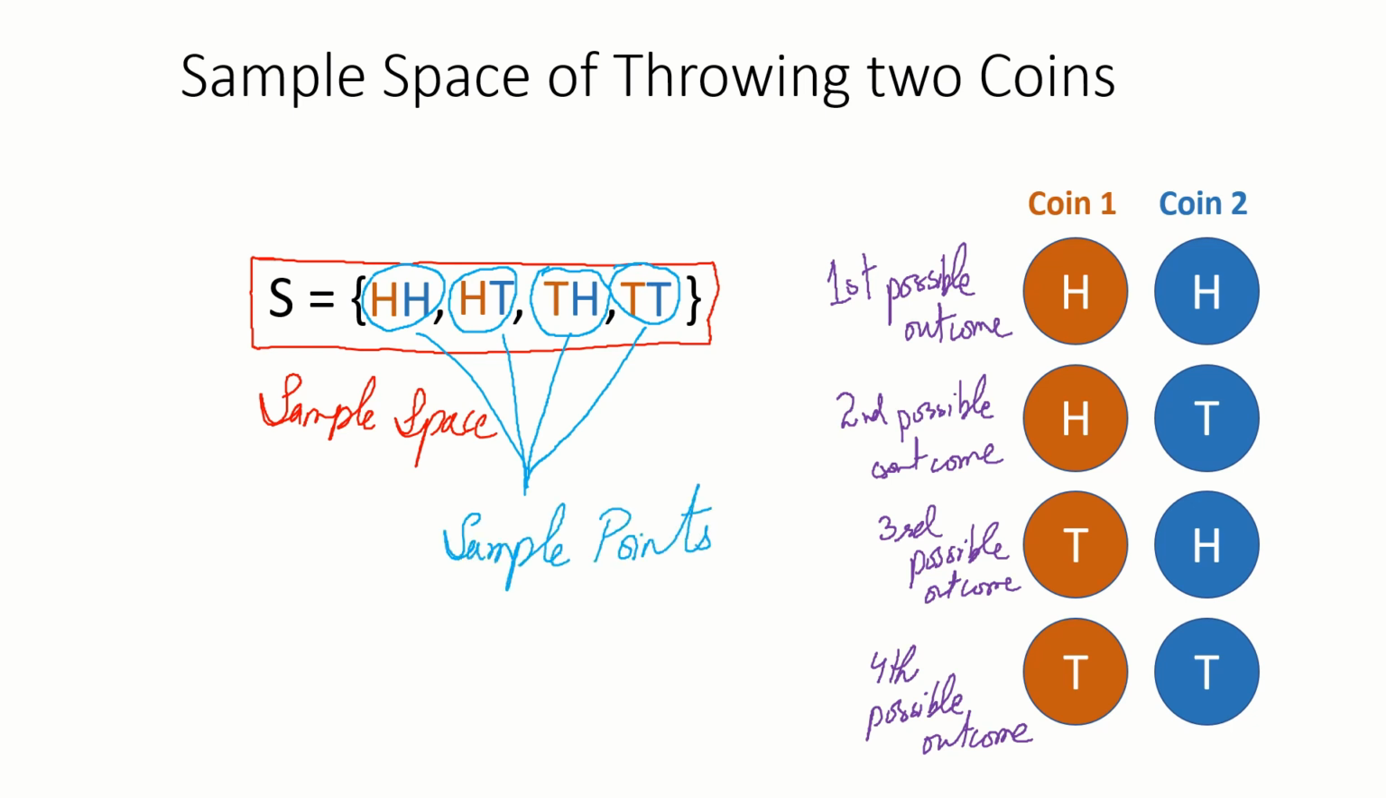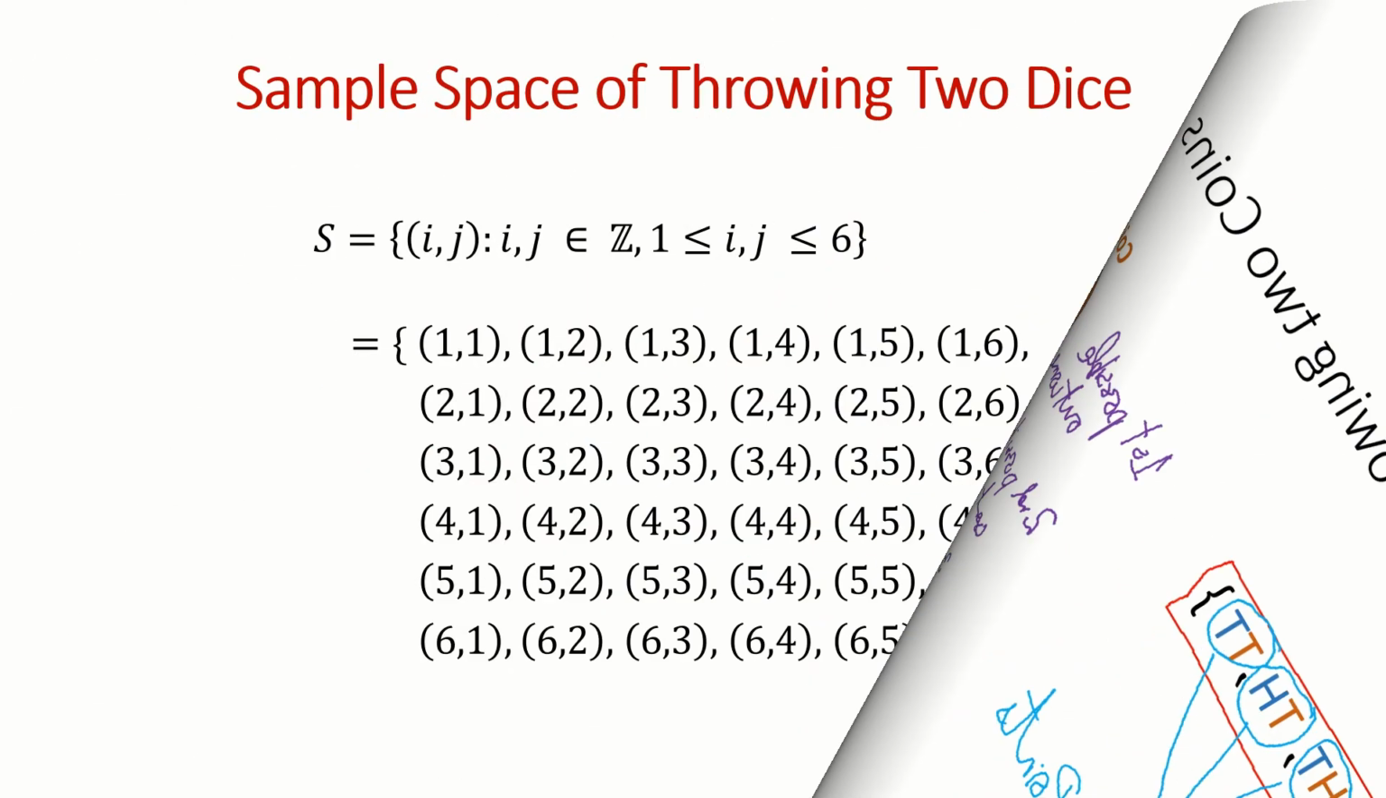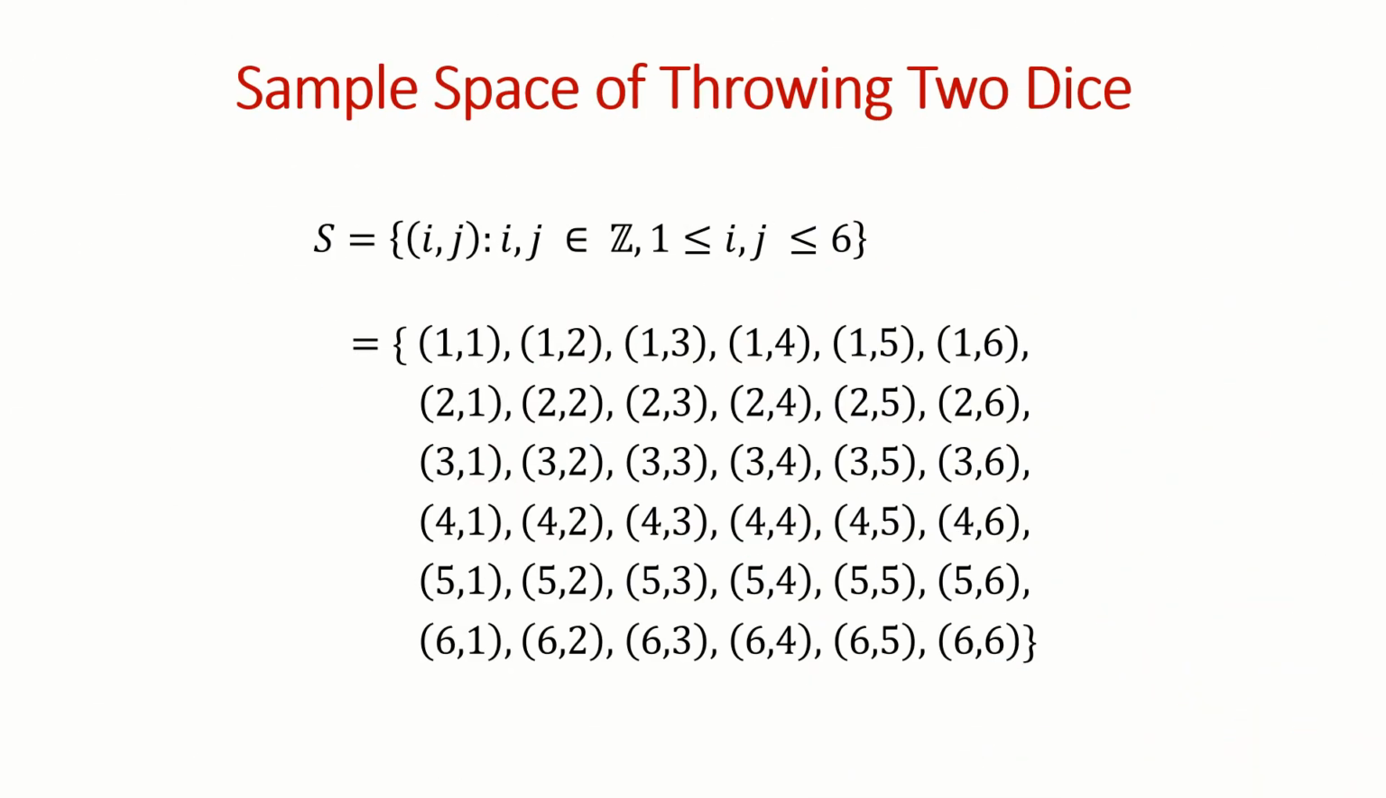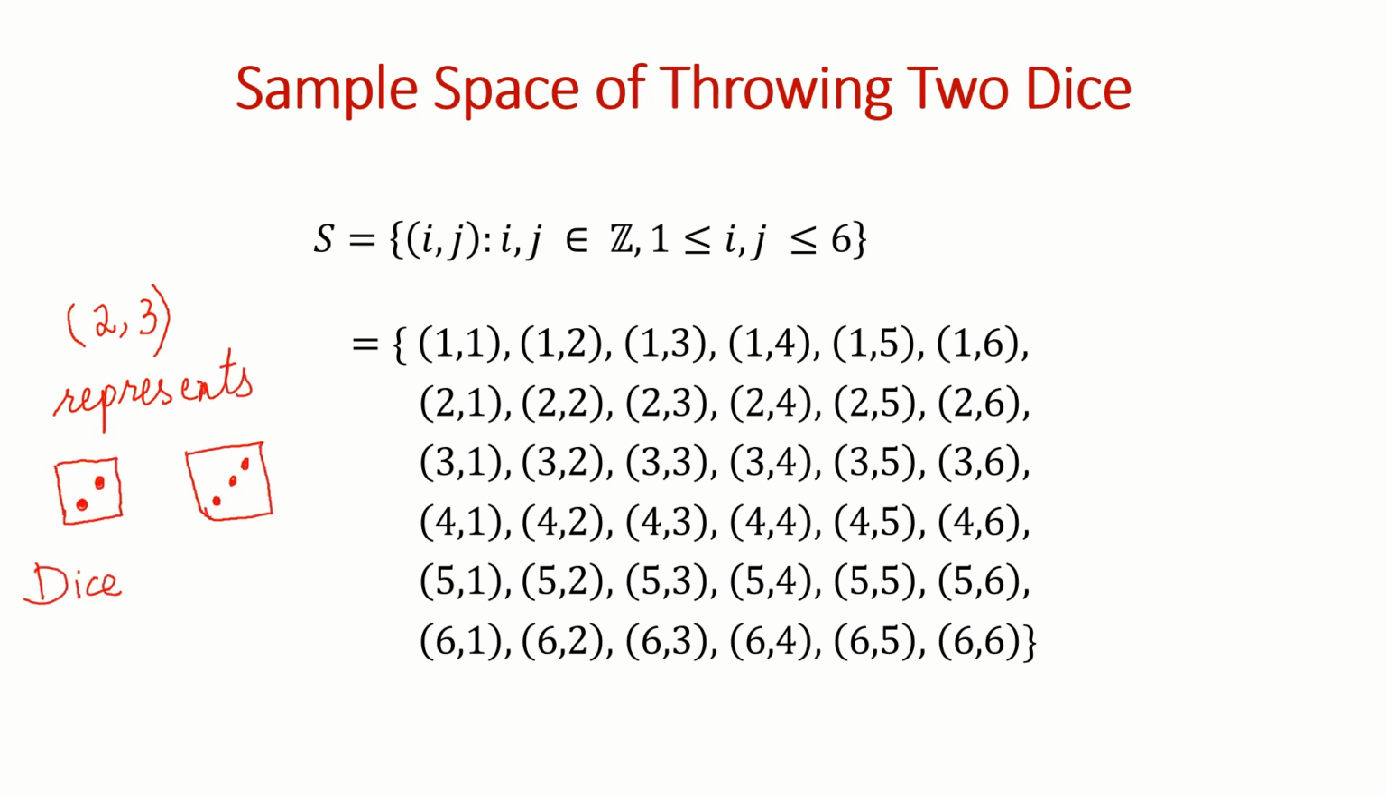Now let's consider the random experiment of throwing 2 dice at the same time. This is the sample space of throwing 2 6-sided dice at the same time. An ordered pair (2, 3) means that the first dice shows the number 2 and the second dice shows the number 3. The sample space contains 36 sample points.